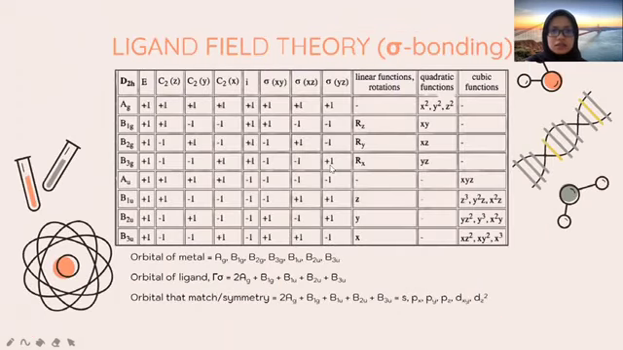Next is ligand field theory, sigma bond. By using the character table, we can find the orbitals of the metal. And then when we reduce the representation, we can find the orbitals of the ligand. And then we find the matching orbitals. And the matching orbitals are 2Ag, B1g, B1u, B2u, and B3u.